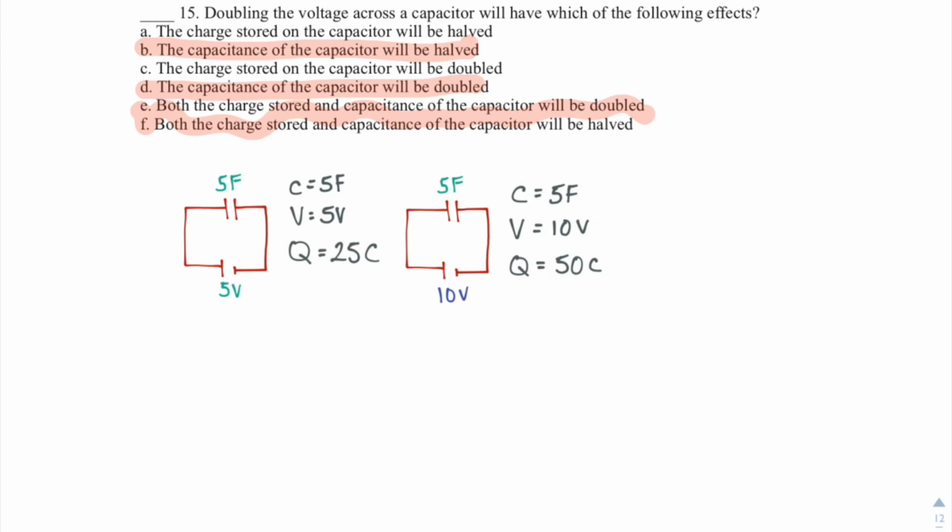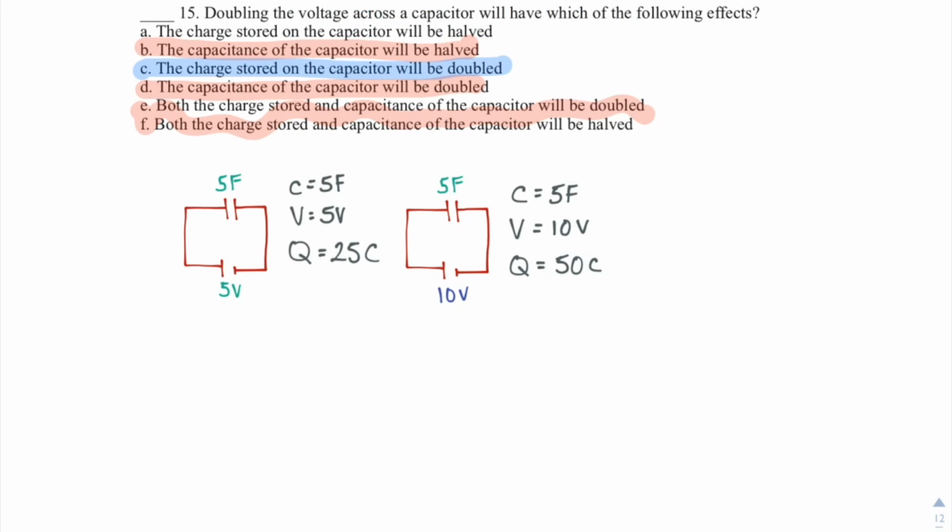So that means that the charge is somehow changing with the increase in voltage across the capacitor. And in this case, we're doubling the charge, and the answer to this question is actually C. The charge stored on the capacitor will be doubled.